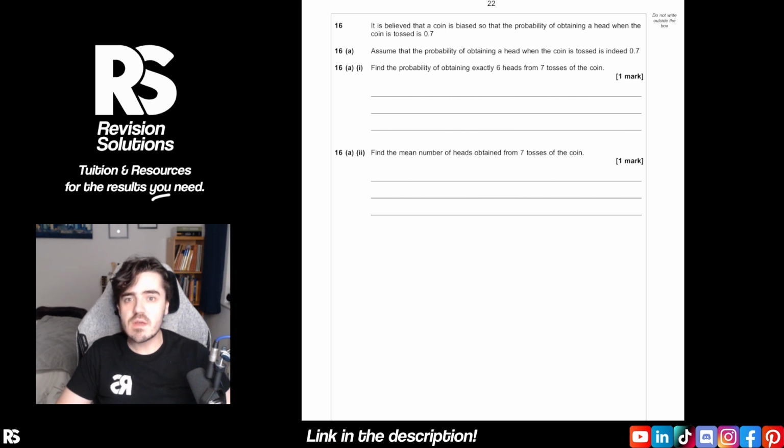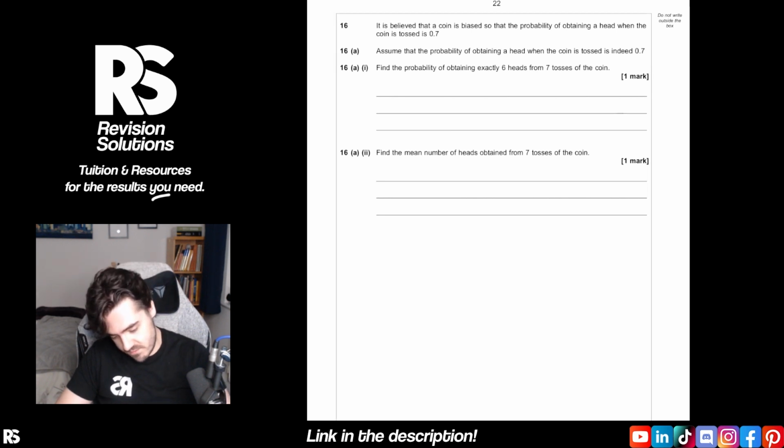So for the last question, question 16, it says, it's believed that a coin is biased so that the probability of obtaining a heads when the coin is tossed is 0.7. So let's make a note of that. Probability of heads equals 0.7. Assume that the probability of obtaining a head when the coin is tossed is indeed 0.7. Find the probability of obtaining exactly 6 heads from 7 tosses of the coin.